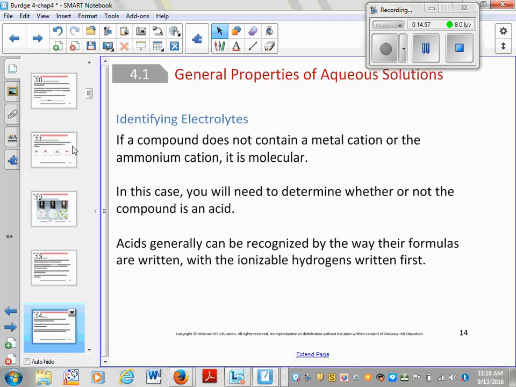If it doesn't contain a metal or the ammonium ion, it's molecular. If it's molecular, you need to determine if it's an acid. How do you do that? Well, you look at the formula. In the formula for acids, usually the ionizable hydrogens, the ones that will come off, are written first. So hopefully they give us some examples.